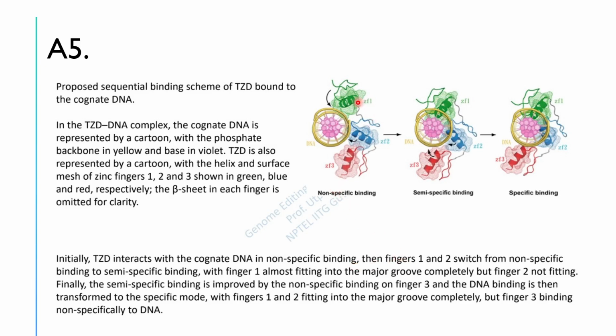This is zinc finger 1, 2 and 3. They are colored in different colors: zinc finger 1 is green, zinc finger 2 is blue and 3 is red. Okay, and this is the DNA. They just colored it differently for your clarification.